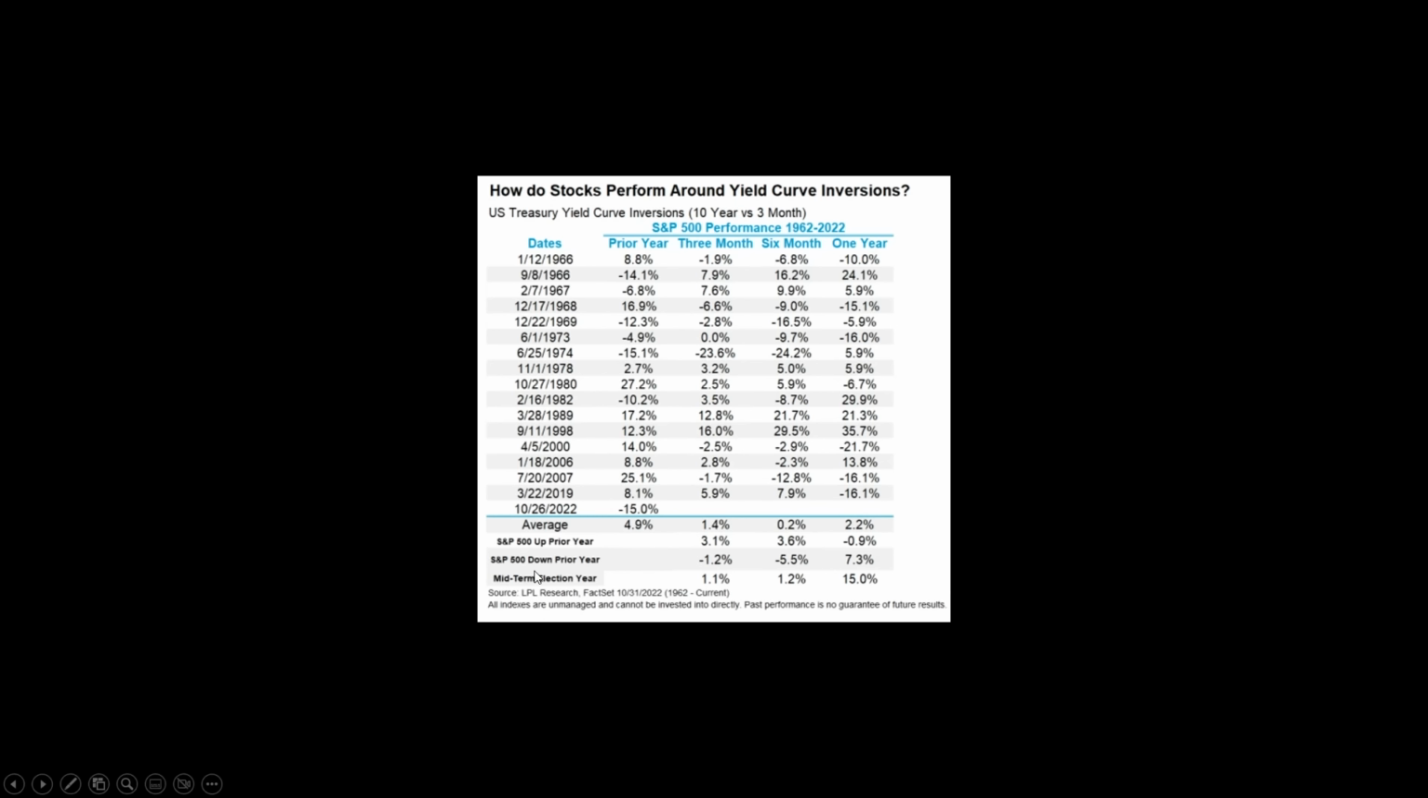If you strip out the negative years, you can basically see that gives us a slightly better forward 1-year return of 7.3. So if this inverts and the prior year was down, we get a 7% average return. And if that happens in the same year that we get a midterm election, you actually have a 3-month return of 1.1, 6-month of 1.2, but a 1-year forward return of 15%. Now that starts to look interesting.